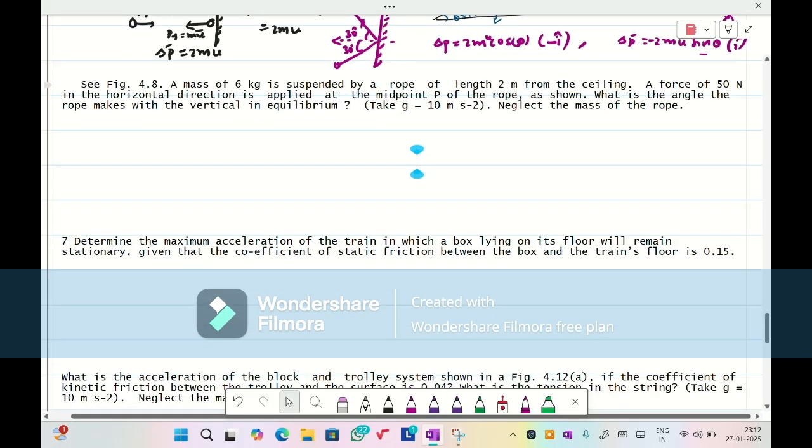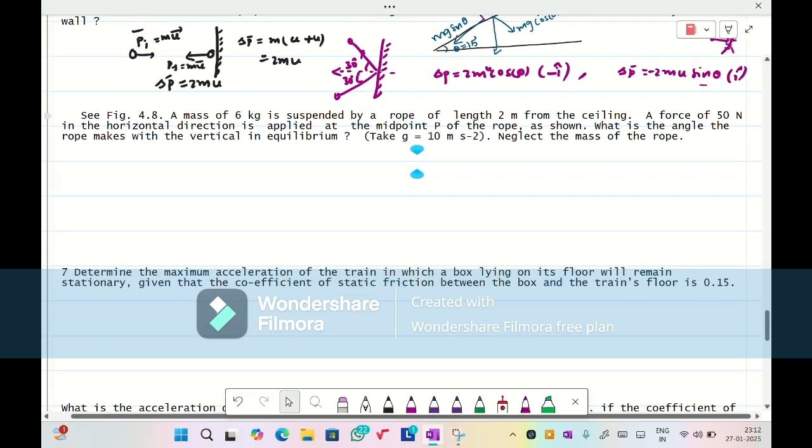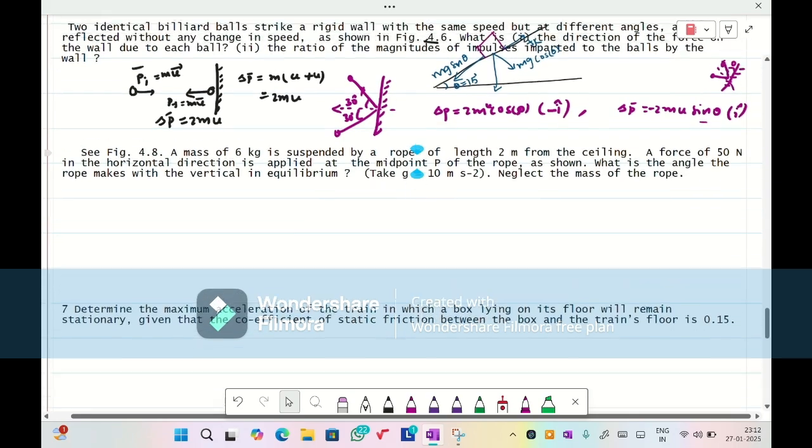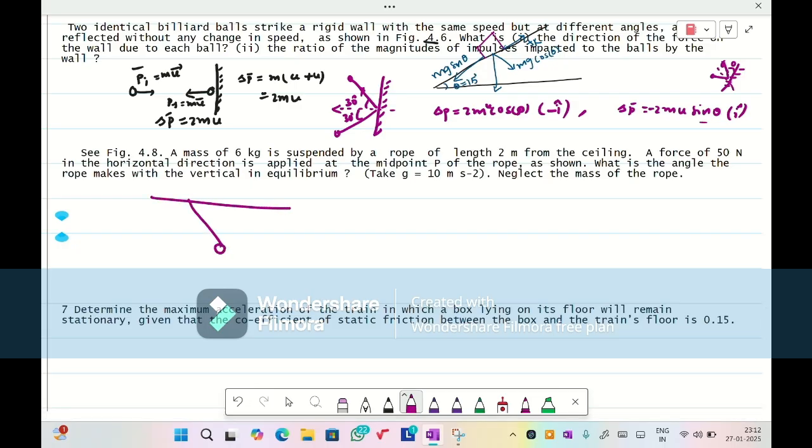A mass of 6 kg is suspended by a rope of length 2 meters from the ceiling. Equilibrium means Lami's theorem. Here 6 kg is suspended and a 15 newton force is acting. So 6 kg means 60 newtons is acting, and here this is T1 and this is T2. Here I don't know theta. This is the theta concept. G is equal to 10. Neglect the mass of the rope. No need to find it out.